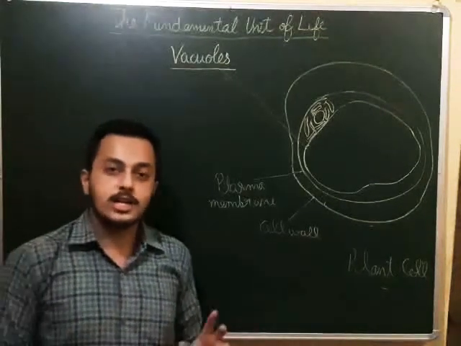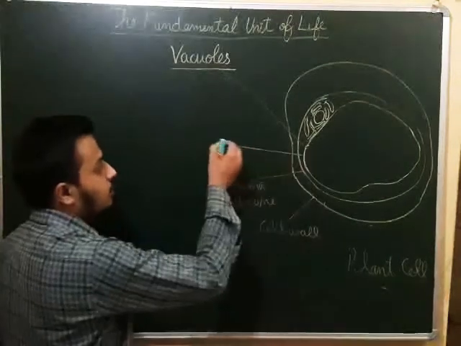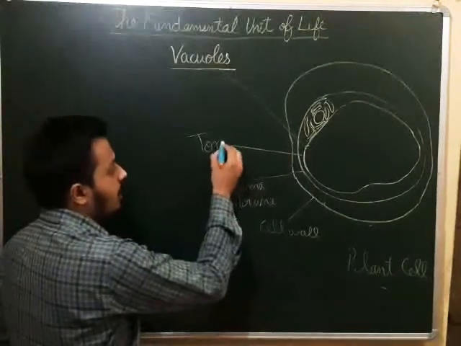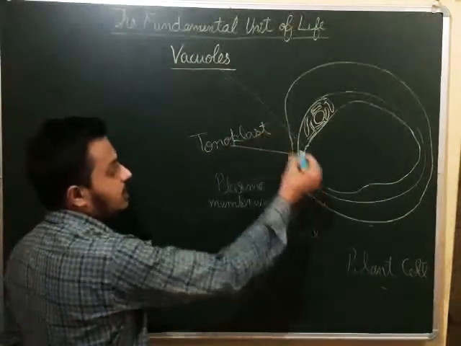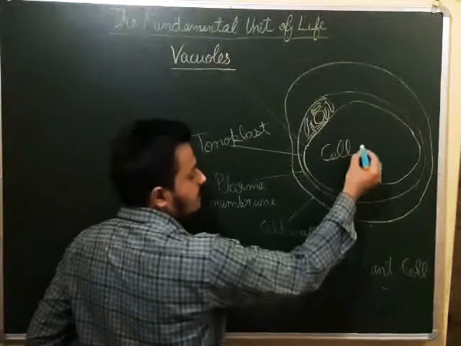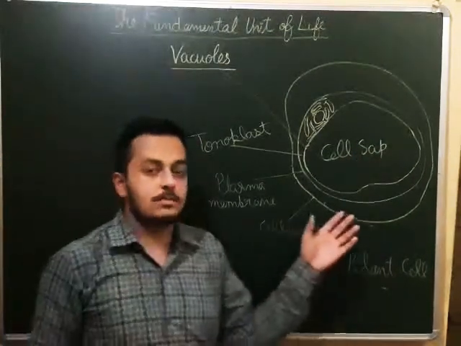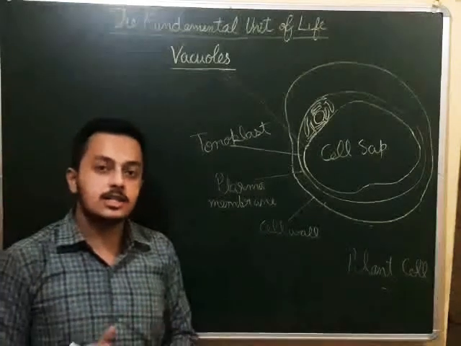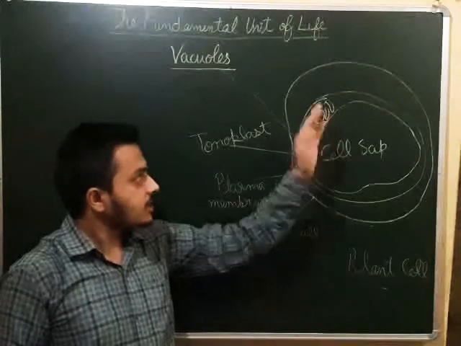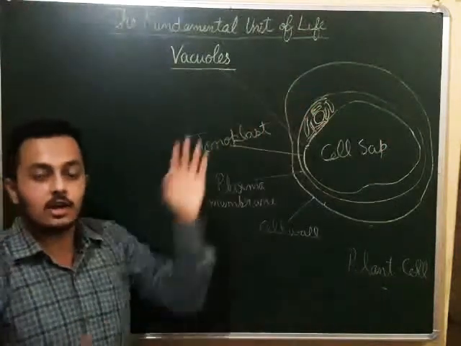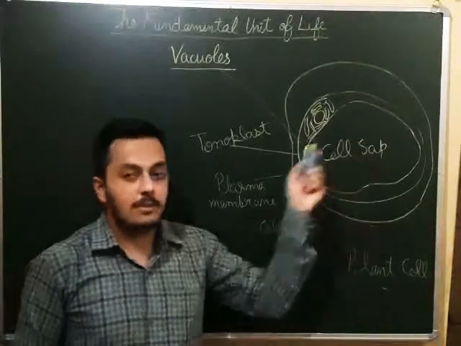The vacuole is made up of two things. Firstly, a single layer known by the name tonoplast, and the fluid called the cell sap. It is so large in the plant cell that other cell organelles and also the nucleus get shifted towards the end of the cell and are attached to the plasma membrane.